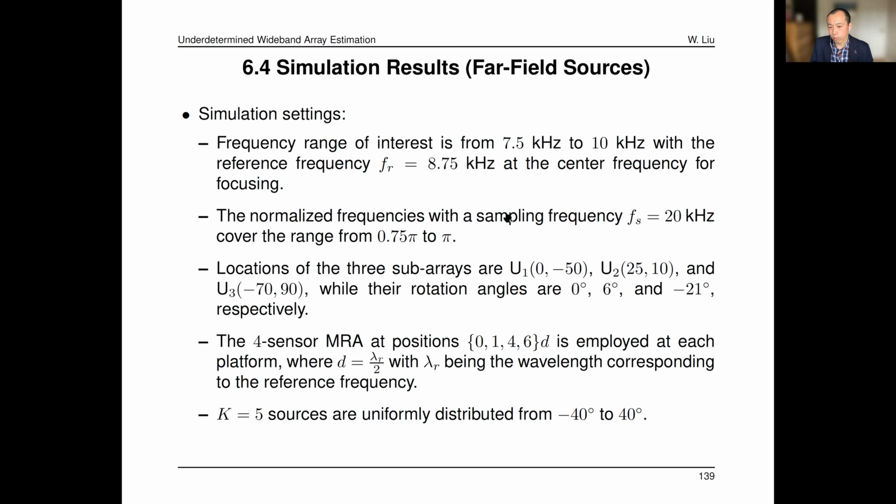The normalized frequencies, with the sampling frequency Fs of 20 kilohertz, cover the range from 0.75 pi to pi. We have 3 subarrays, U1, U2, and U3. Those are the location coordinates. And the rotation angles are 0 degrees, 6 degrees, and minus 21 degrees. We have a 4 sensor MRA, a minimal redundancy array, at locations 0D, 1D, 4D, 6D, employed at each platform. And D is given by lambda R over 2, where lambda R is the wavelength corresponding to the reference frequency. And we have 5 sources, uniformly distributed. Each subarray only has 4 sensors, so it is underdetermined for each subarray.